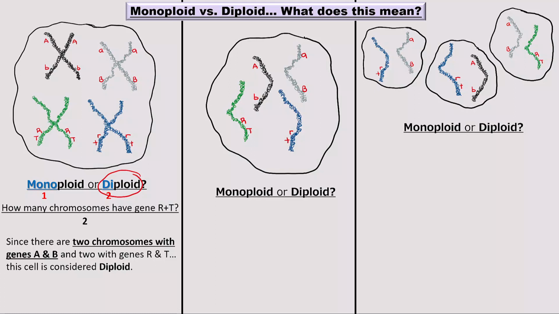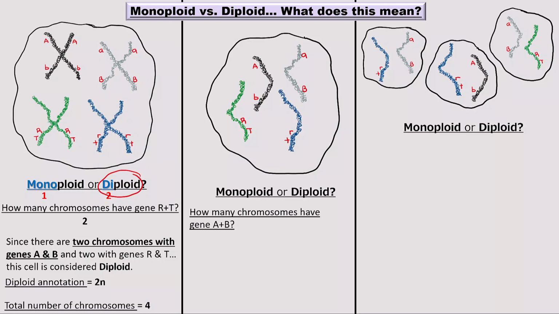Middle cell. How many chromosomes total are there? There's 4, because they could be single-stranded also. And how many chromosomes have gene R and gene T? Or gene A and gene B. It could be either one. There are 2 chromosomes with gene A and gene B. There are 2 chromosomes with gene R and gene T. This is a diploid cell. All these diploid cells are represented by the annotation 2N.